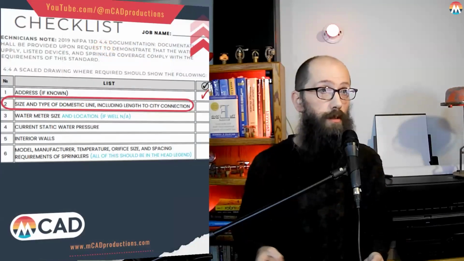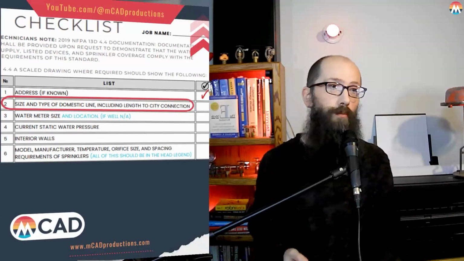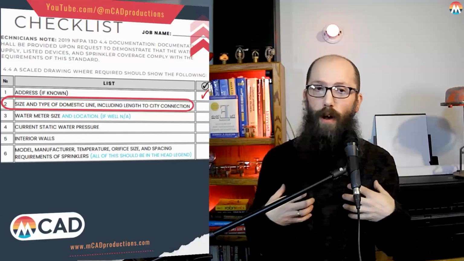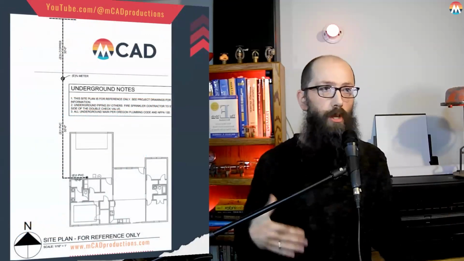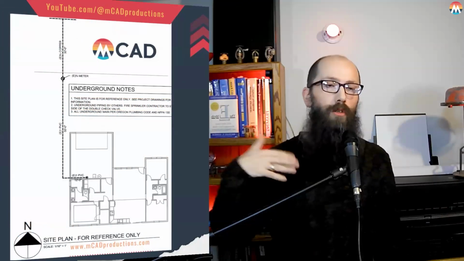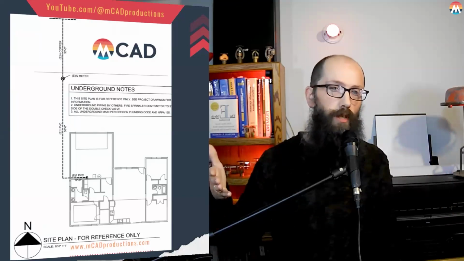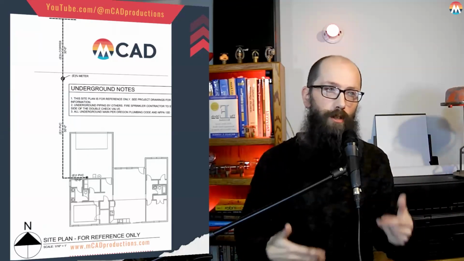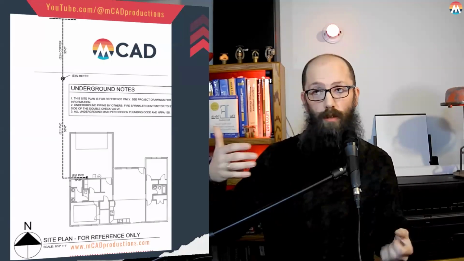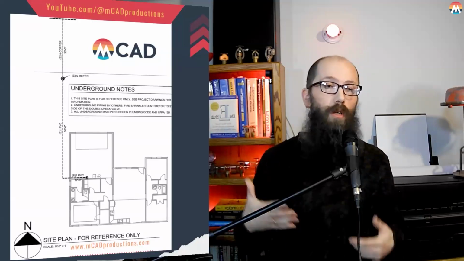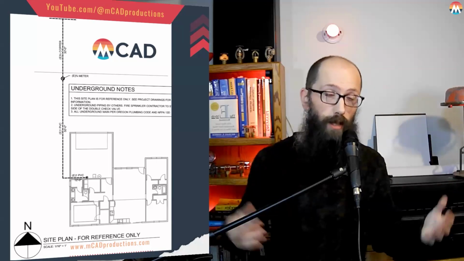I gotta read the sentence before I move on, Colby. So the size and type of domestic line, including the link to the city connection. Now, our project that we worked on was a tank and pump, and so this is not applicable. But in the course material, it wasn't in the live lecture, but if you go into the course material, we did have a video of working on hydraulic calculations with our project if it was in a neighborhood connected to public water supply. And so this is basically what that could look like depending on the situation.